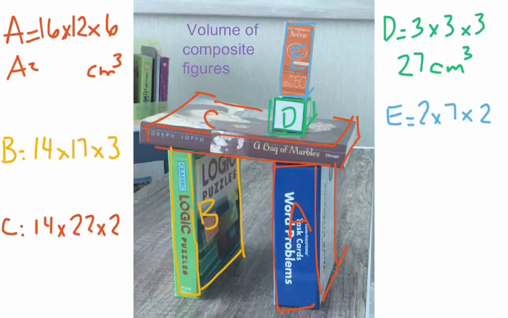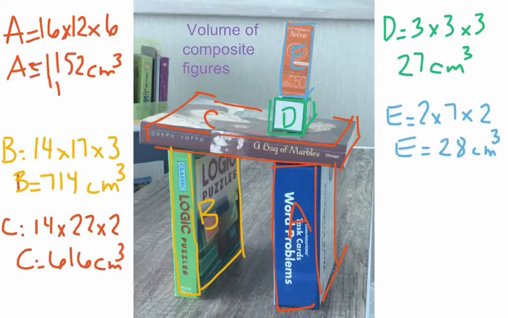So I'm going to go ahead and multiply all of these. So I have found the volume of each of them, and please don't get confused. The fact that there's an A here does not mean area, that's just figure A. And so the volume is 1,152 cubic centimeters. The volume of figure B is 714 cubic centimeters. The volume of figure C is 616 cubic centimeters. For D, I have 27 cubic centimeters, and for E, I have 28 cubic centimeters.